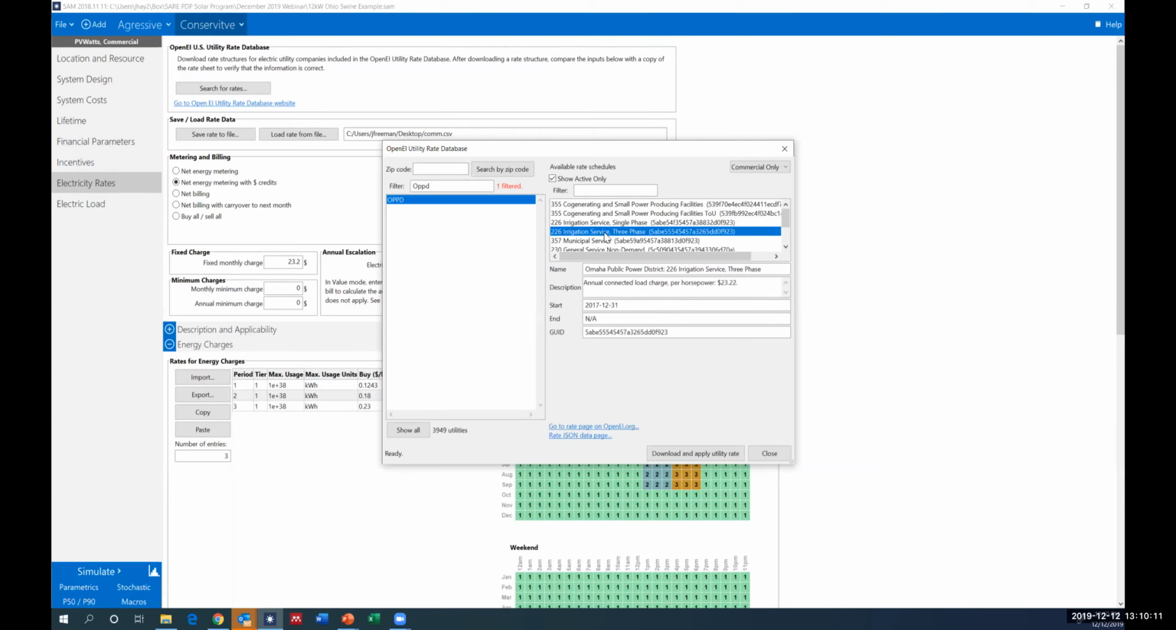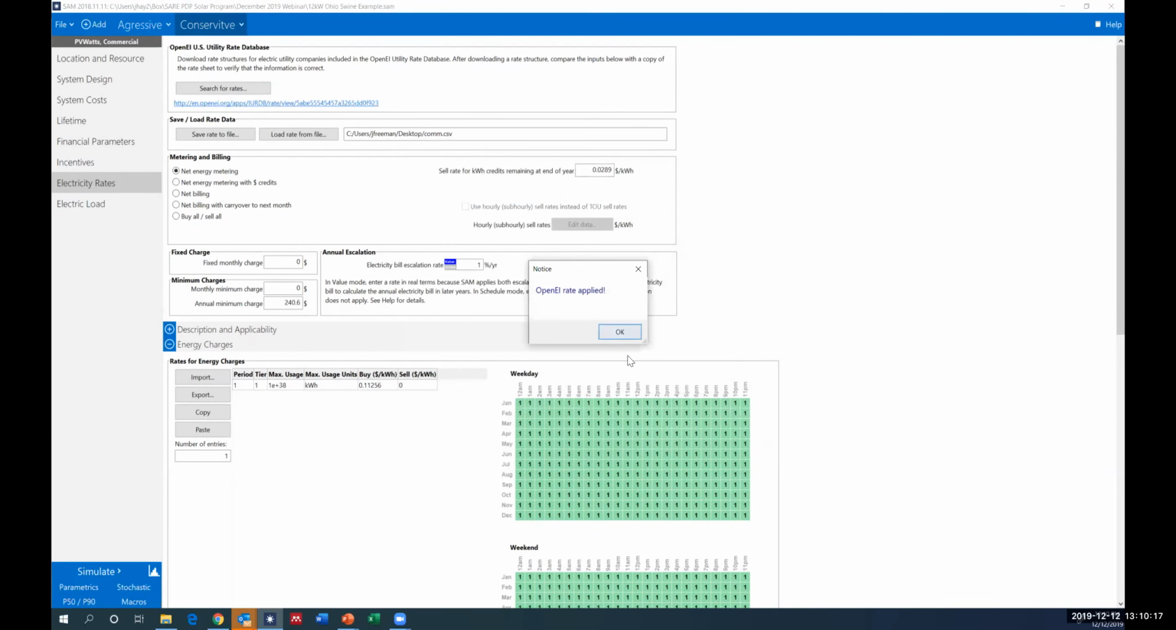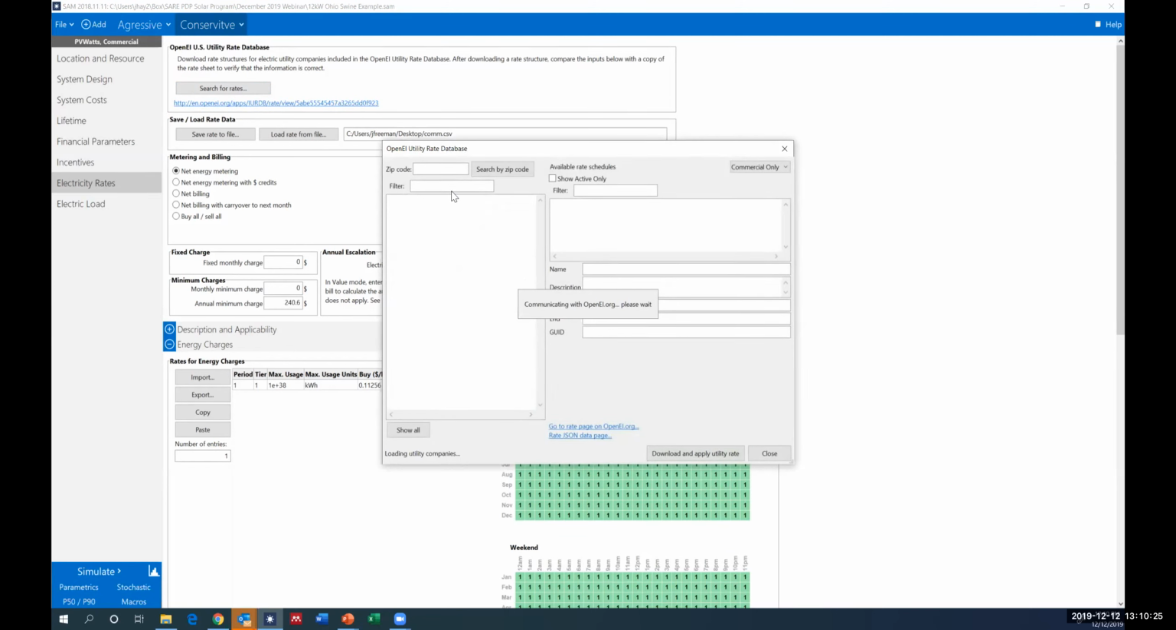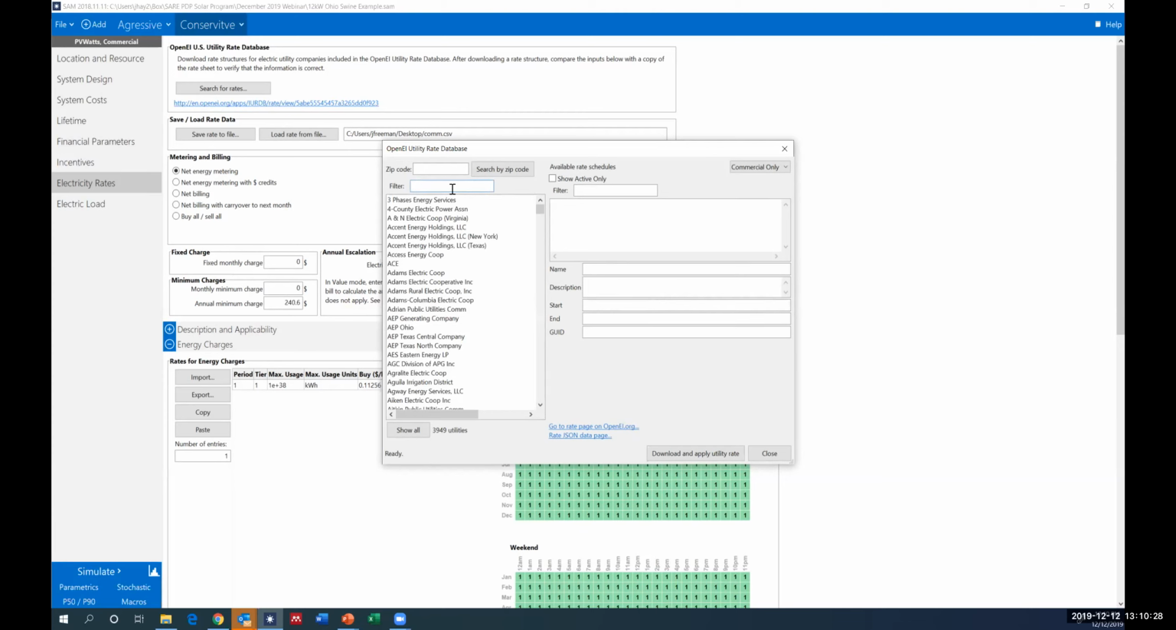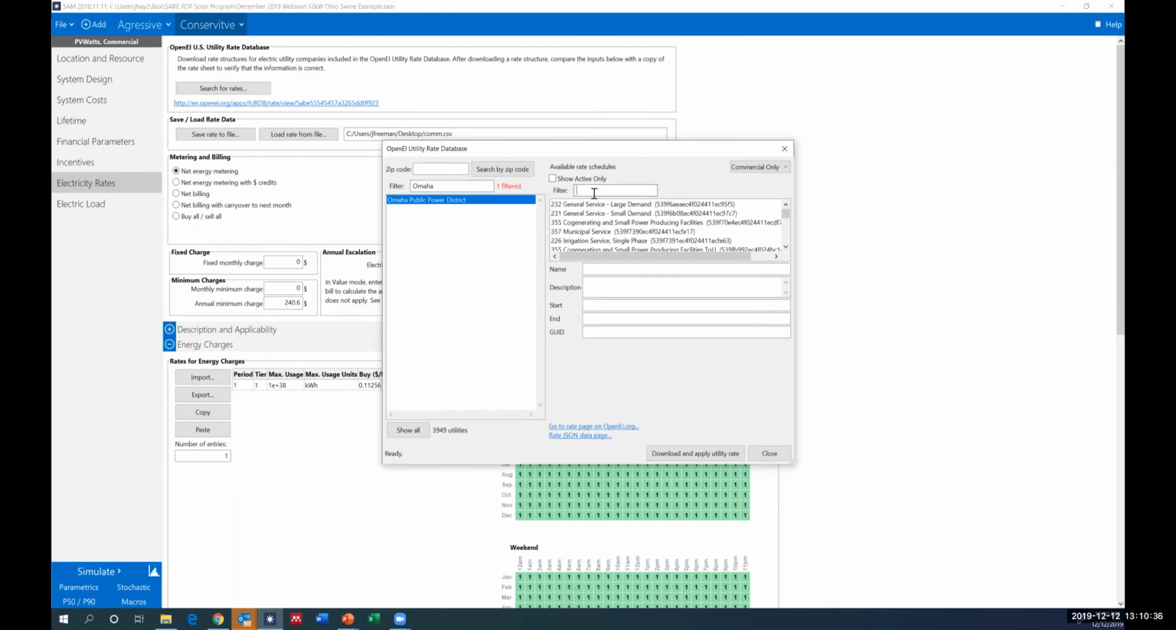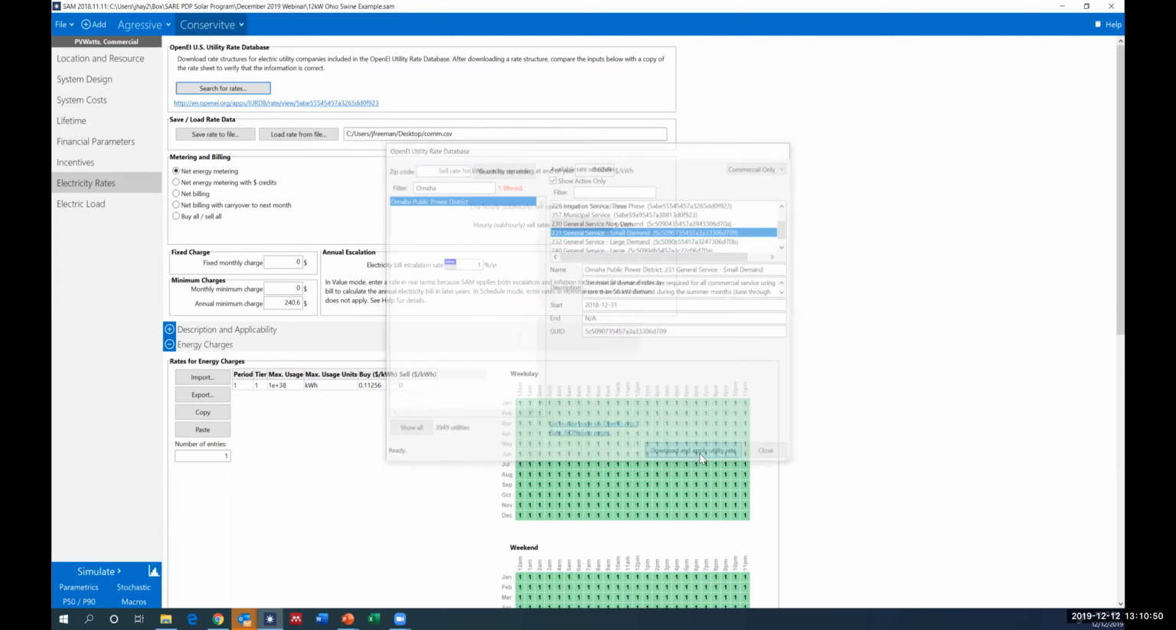So let's see if we can find a fun one here that's a little different. See what that one says. Oh, that one's not quite very different, is it? So I was trying to find a little different one, but let's see if we can find a small business one from Omaha Public Power District, which is one of Nebraska's utilities. We'll just pick on them a little bit, and we'll say maybe this is a general service. Let's do small demand, see what that says. General service, small demand, which might be a small commercial type of system.